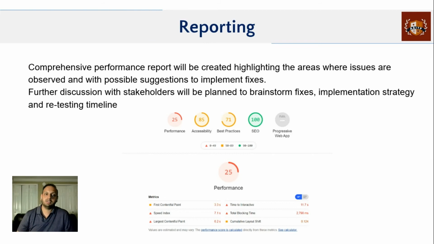So now let's talk about the reporting side. Reporting is one such area where you really have to be very careful. You have to create a comprehensive report highlighting the possible fixes before you go and talk to the stakeholders. So do brainstorm and have ample time for retesting and have enough time to discuss the possible fixes and implementation strategy.